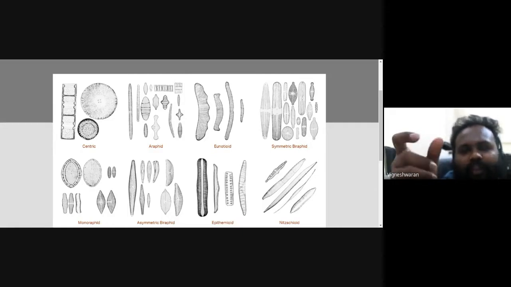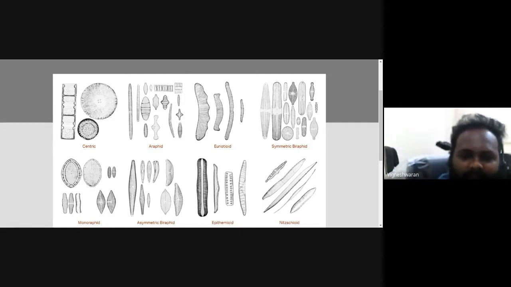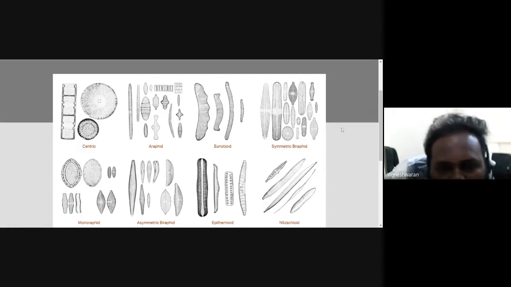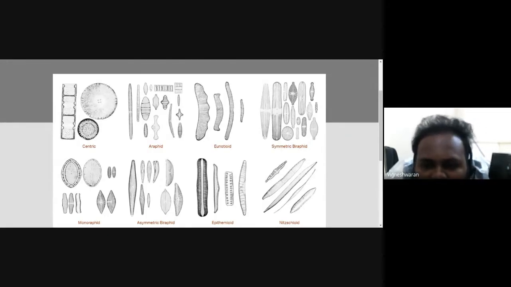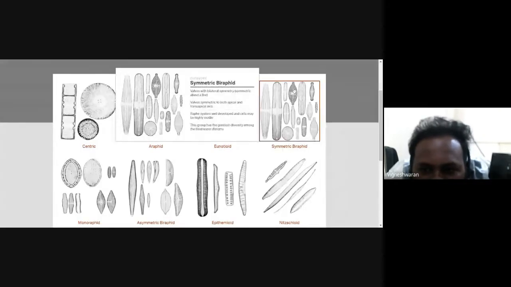If we go a little inside and break it down a little bit, diatoms are made up of many different features. The major feature is the raphe. If you see in these pictures, in every diatom picture, there is a line running in the middle. Are you able to see that?